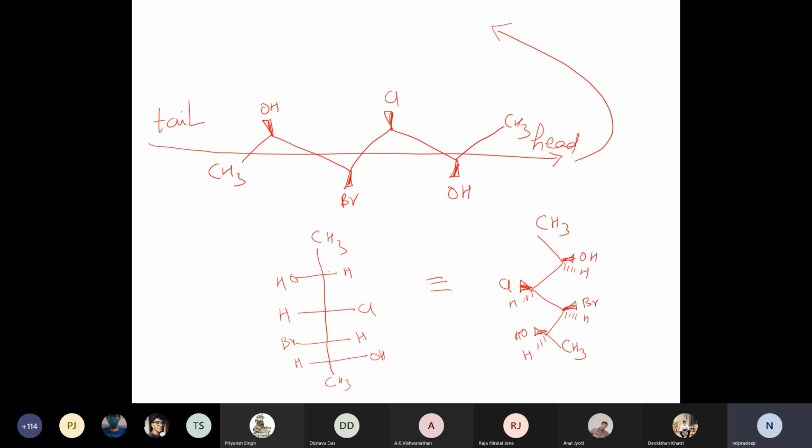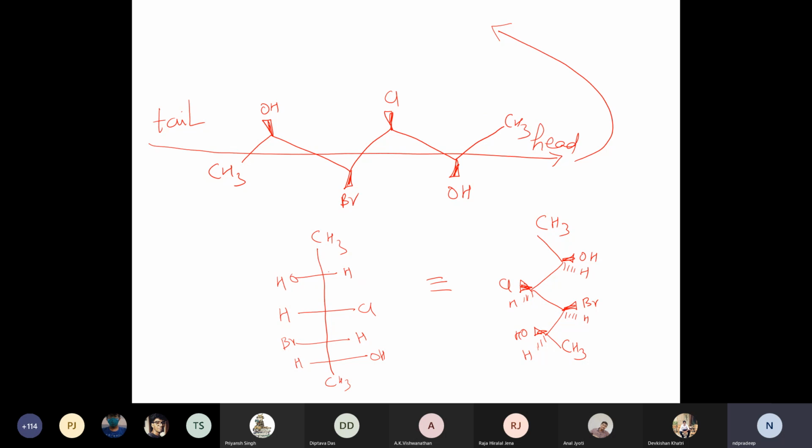Sir, will the right side always be the head, or will the direction be given, meaning which side is tail and which side is head? If the direction is not given, you always keep the head on your right side. Don't change that if the direction is not given. Always your head will be on the right hand side.